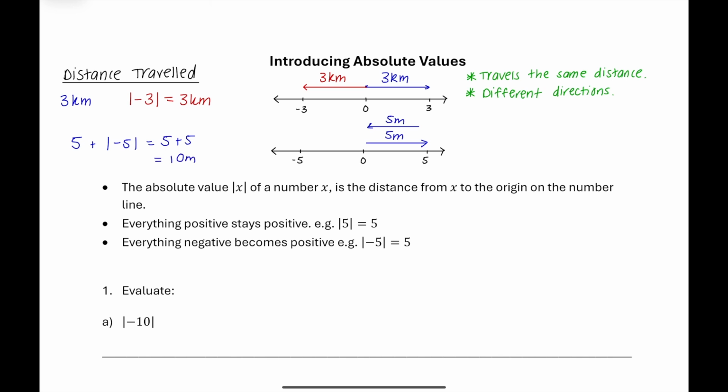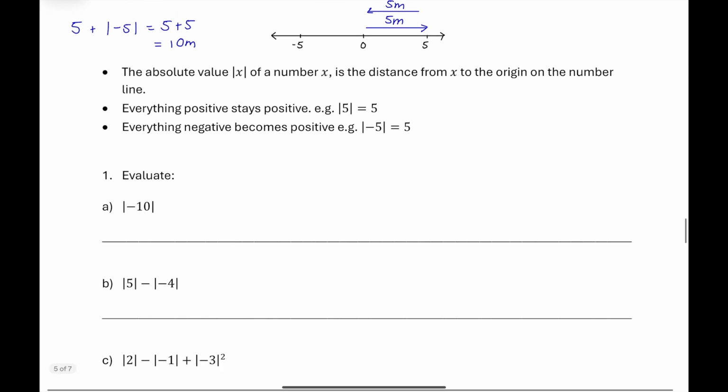So here, if we look at our first dot point, the absolute value of x is the distance from x to the origin on the number line. Everything positive will stay positive. So here, the absolute value of 5 will be 5. Everything negative becomes positive. So if I had the absolute value of -5, then it will become +5. So looking at some examples down here.